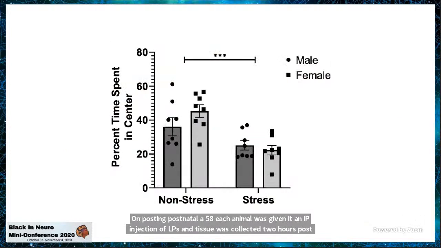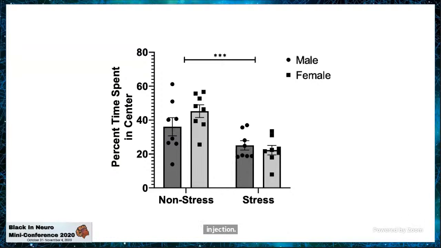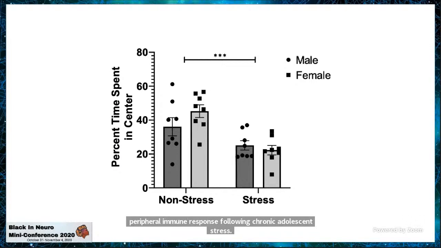So with the open field, decreased exploratory behavior or less time spent within the center of the apparatus would suggest an increase in anxiety-like behavior. In this graph, we see a significant decrease in time spent in the center in both males and females within the stress group when compared to their control counterparts. This would be indicative of an anxiety-like phenotype within the stress group.